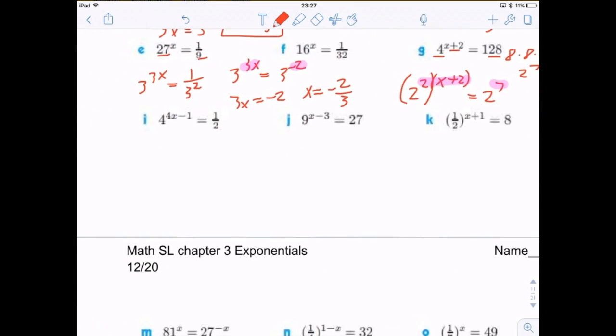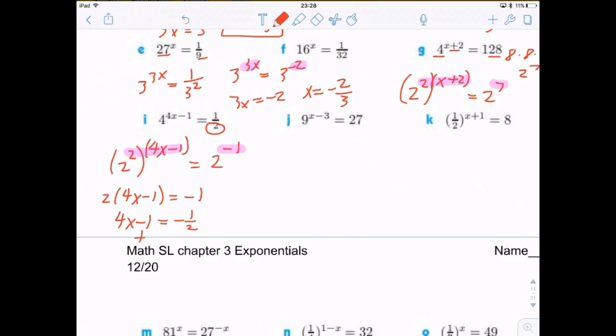I. 4 to the 4x minus 1. So I have a 2 here. I'm going to write 4 in terms of 2, so it's going to be 2 squared to the 4x minus 1 equals 2 to the negative 1. And multiply those together, set it equal to negative 1. Now I have myself an algebra problem. So I have 2 times 4x minus 1 equals negative 1. Divide both sides by 2, I get 4x minus 1 equals negative 1/2. Then I add 1 to both sides. I get 4x equals 1/2. Then I divide both sides by 4, and I get x equals 1/8.